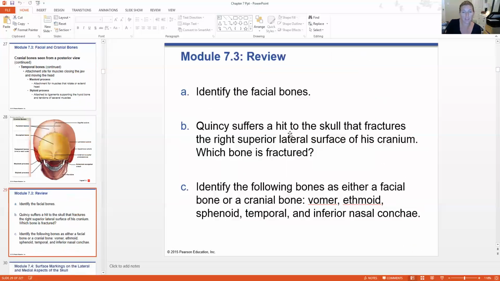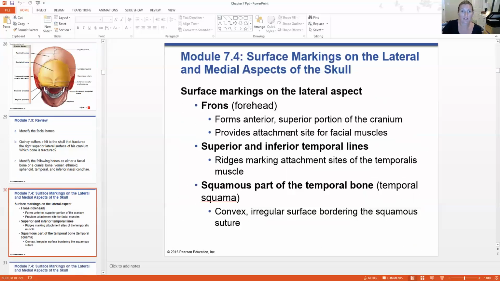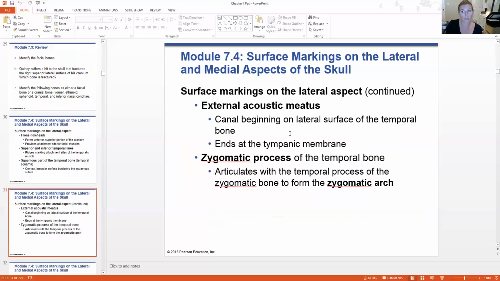That's the back of the head. You can pause the video, go back and answer these questions. Let's talk about some surface markings. There's the frons on the forehead. There's the superior and inferior temporal lines, and there's a squamous part of the temporal bone, which is just the flat surface. Again, your practical list is outlining exactly what you need to know for lab as well as lecture. It's your kind of boundary guideline.